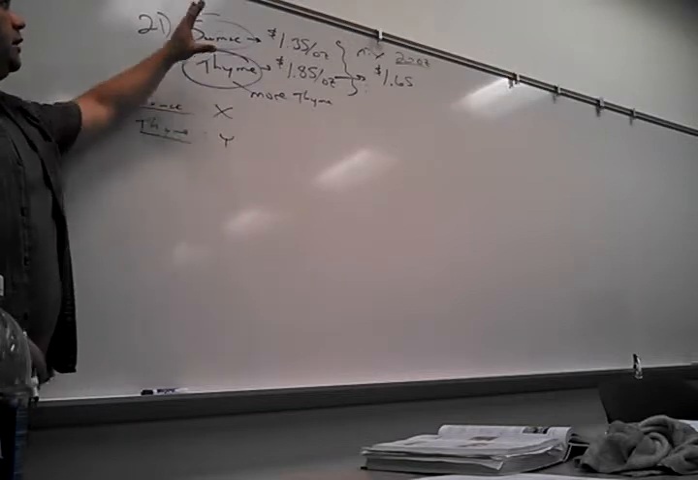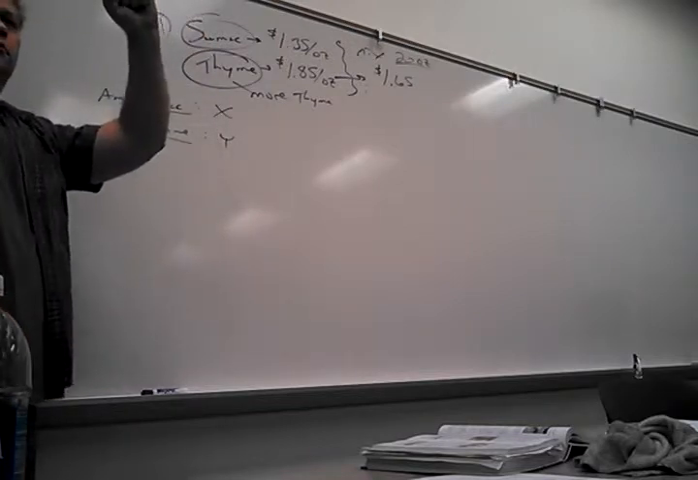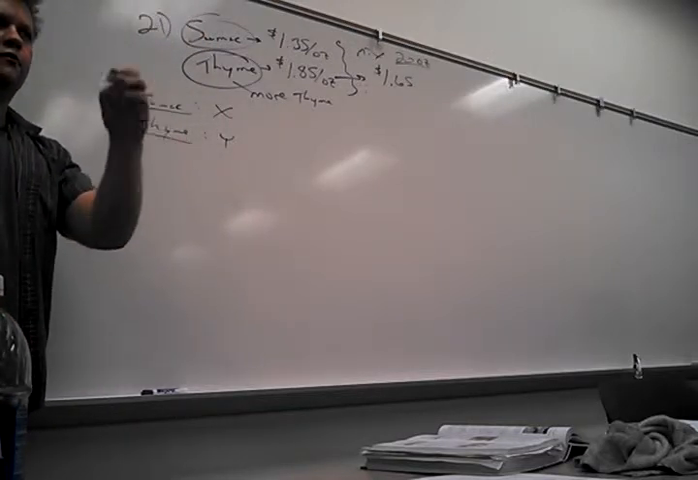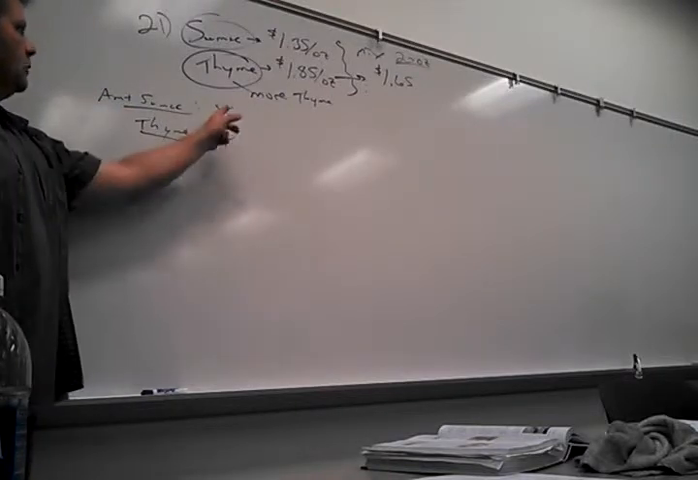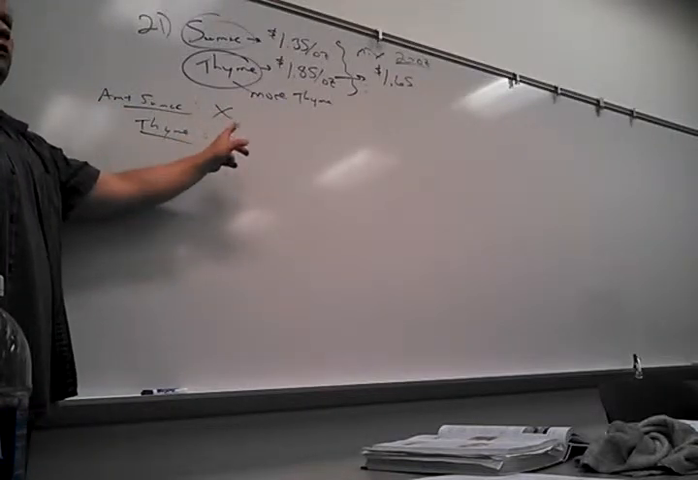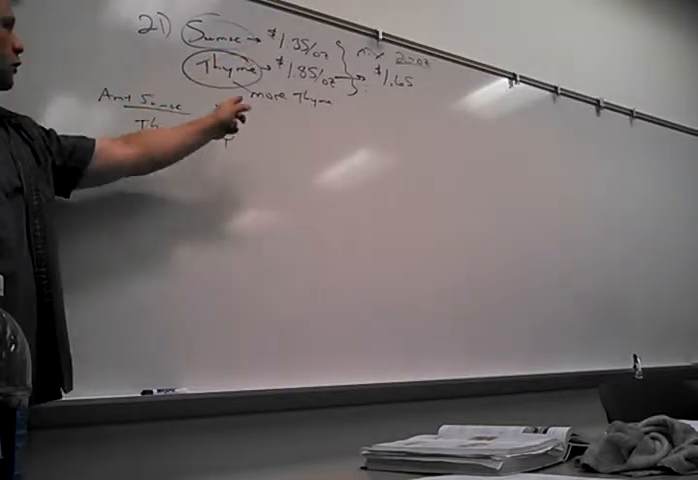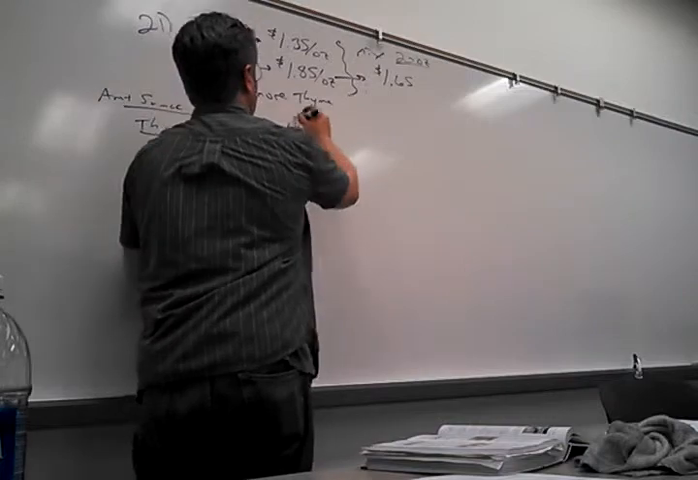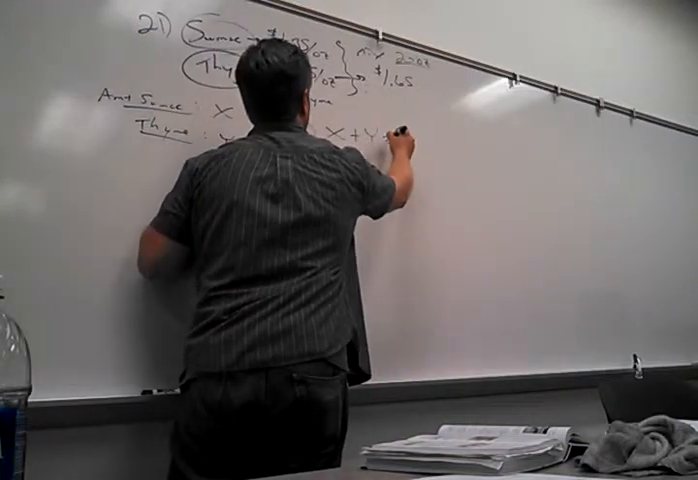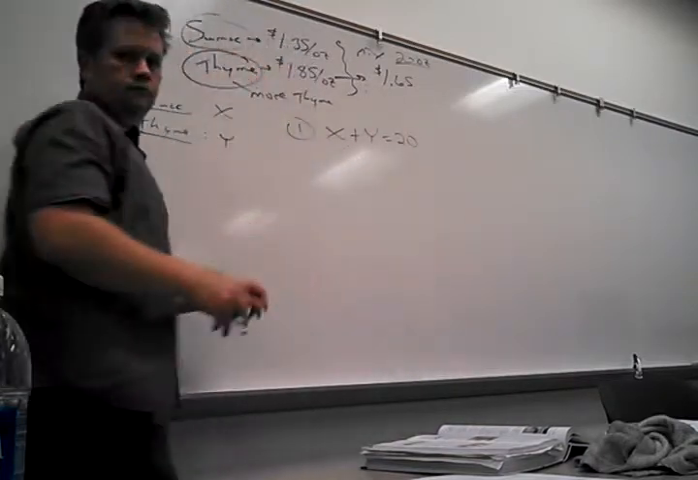So now, how am I going to put this together? My first equation will almost always, not always, but almost always be very simple. What's got to be true about X and Y? They have to add to be 20. I have to have 20 ounces total after I mix them together. So my first equation: X plus Y equals 20.